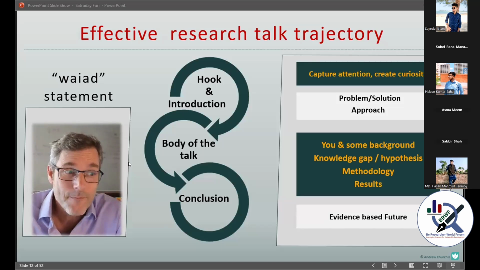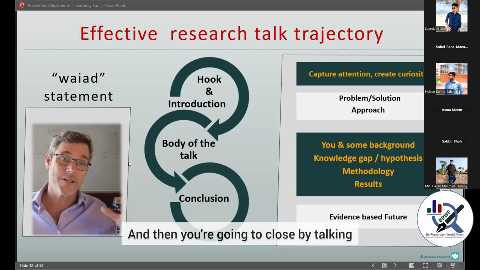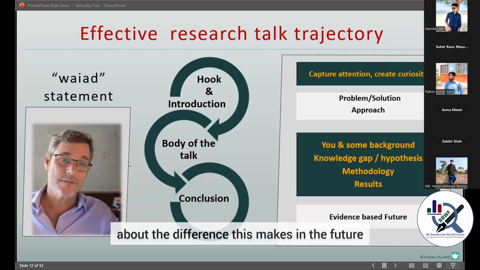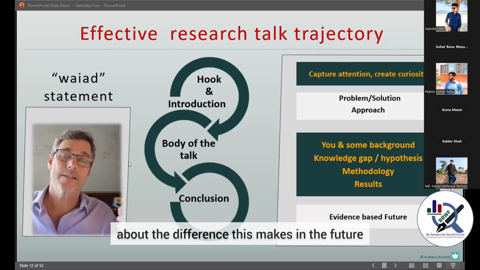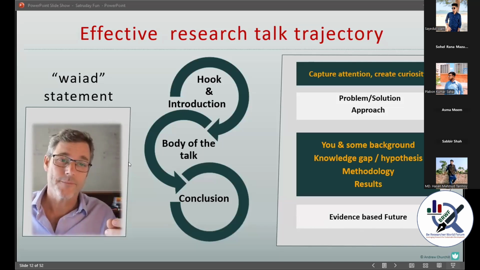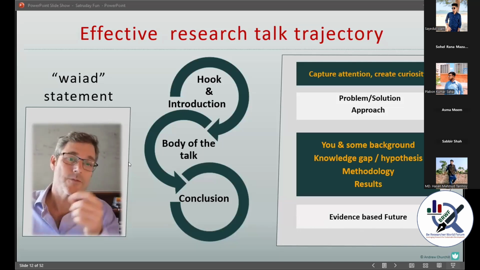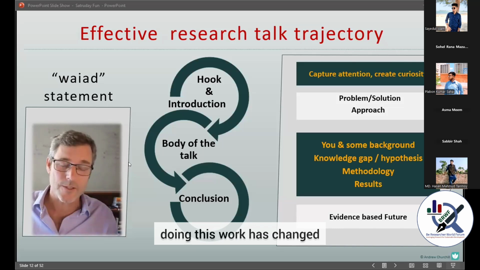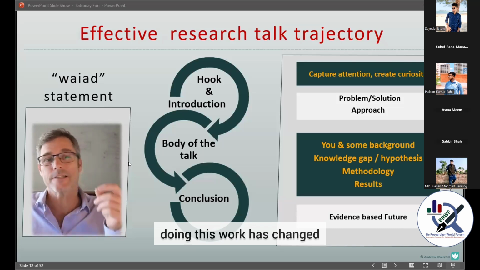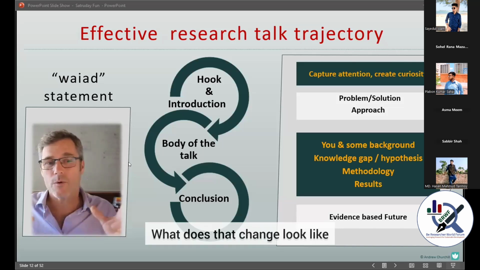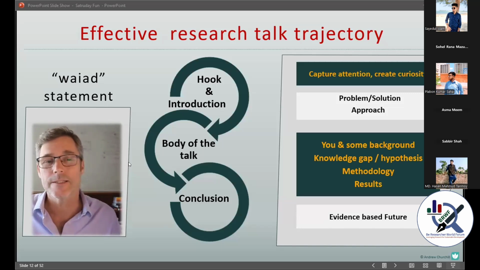Okay. And then you're going to close by talking about the difference this makes in the future. The difference doing this work has changed what the future will look like. What does that change look like? What is that change? Okay.